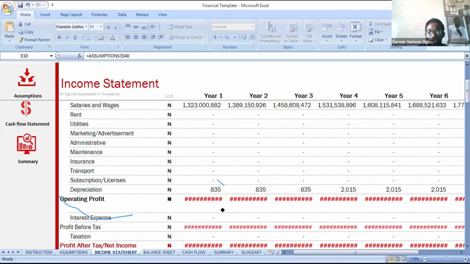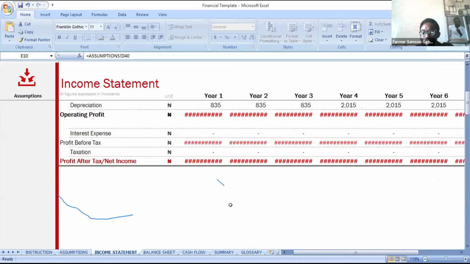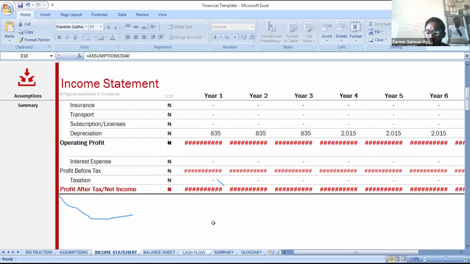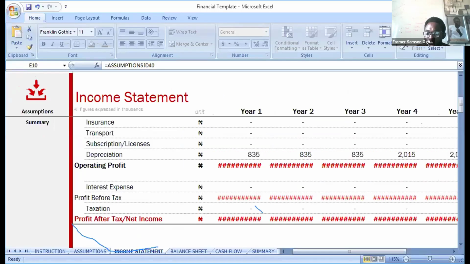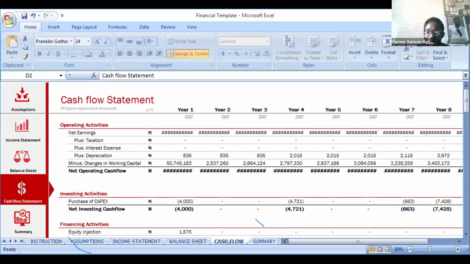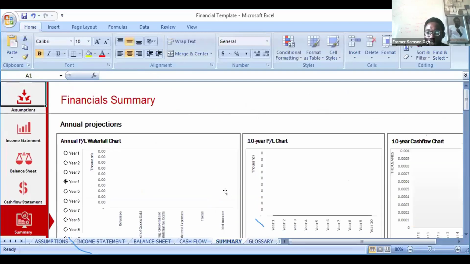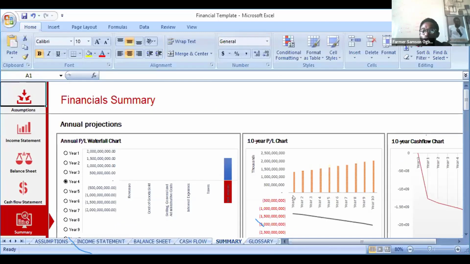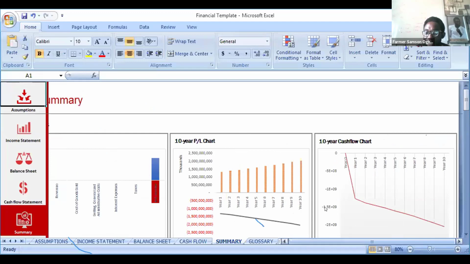If you take time to fill everything, all of these places will be filled up, let me make it smaller, automatically for you. So your balance sheet will be automatically filled up. Your cash flow, because we jumped a whole lot of places, that's why this is like this. It will help you calculate your tax automatically. It will give a summary of your business. Remember that when we started, all of these graphs were empty. So the system will automatically help you fill up all the rest.